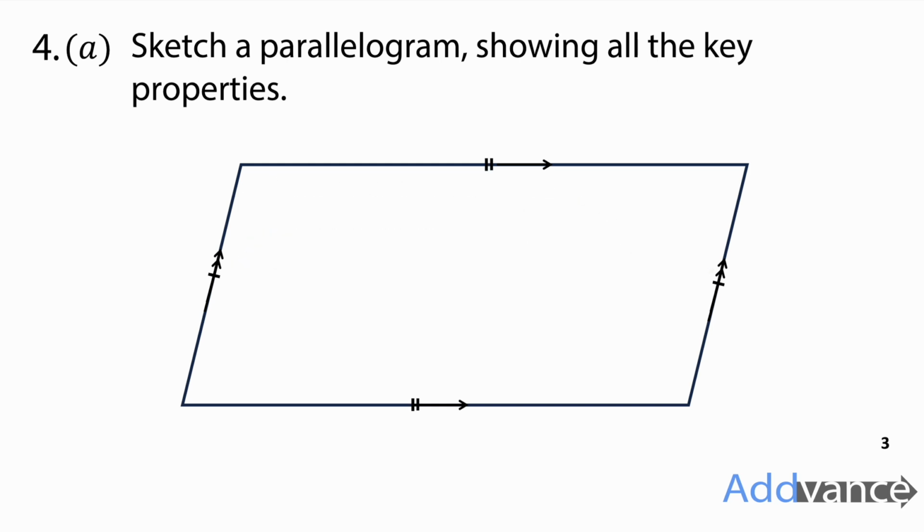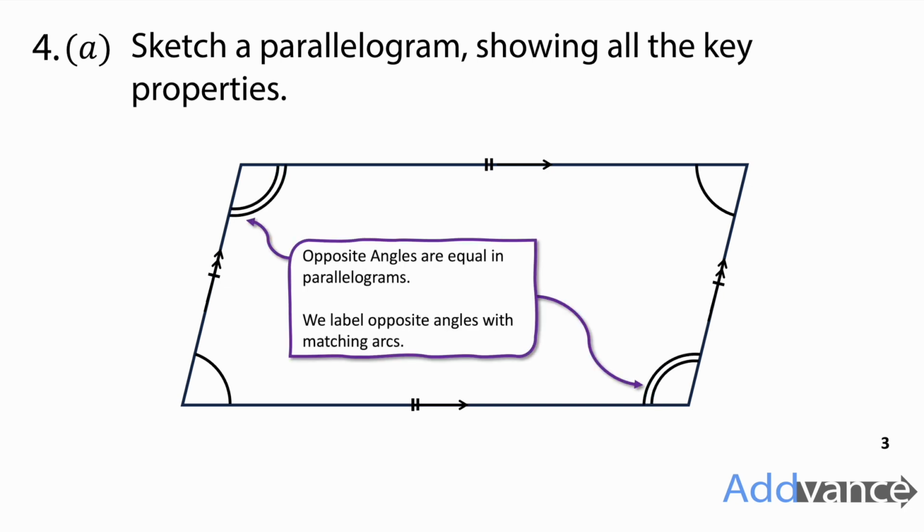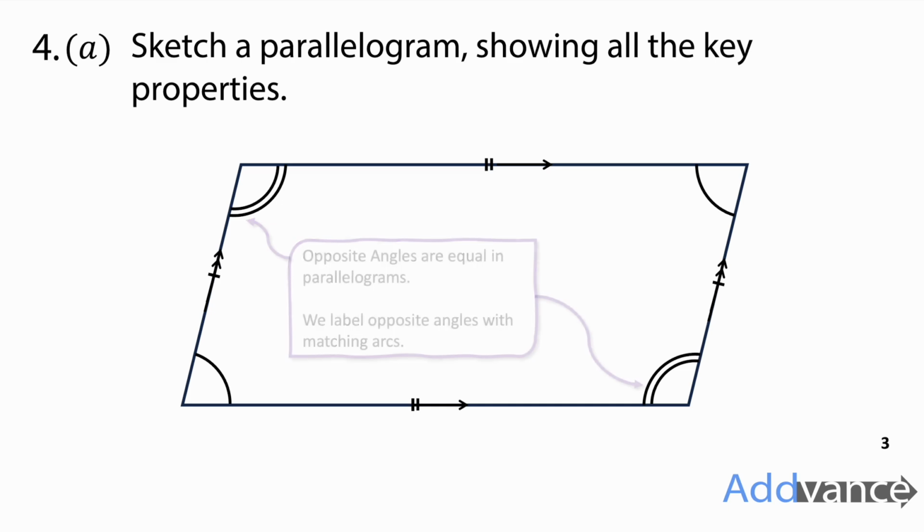Now we need to show matching angles, and opposite angles are equal. And again, the opposite angles need to match. That is a parallelogram. We've labelled all key properties. Perfect. Now let's look at 4b.